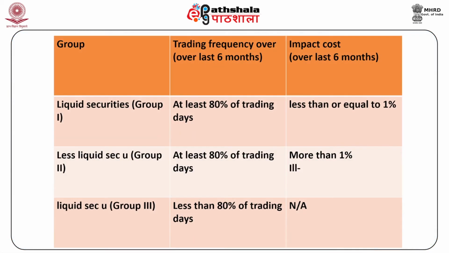Group trading frequency over the last 6 months, impact cost over the last 6 months. Liquid securities, which come in group 1: at least 80% of trading days, impact cost less than or equal to 1%. Less liquid securities, which form group 2: at least 80% of trading days, impact cost more than 1%. Illiquid securities, which come in group 3: less than 80% of trading days, NA. Collection of VAR margin.